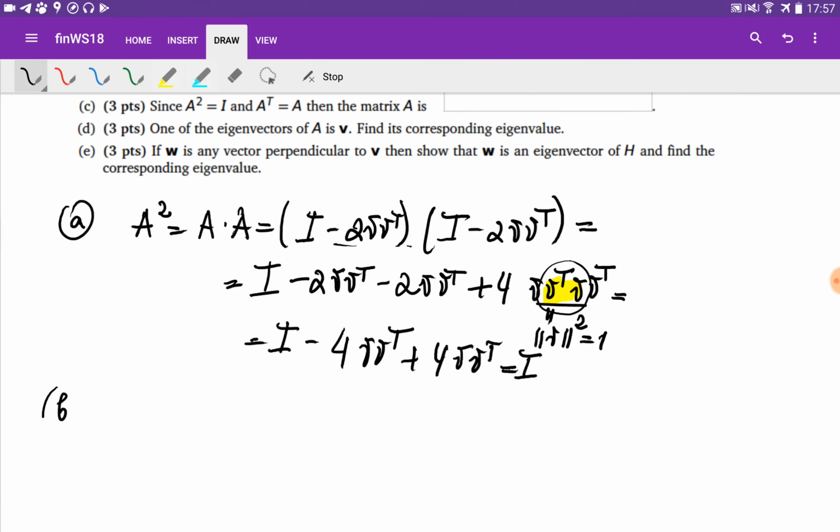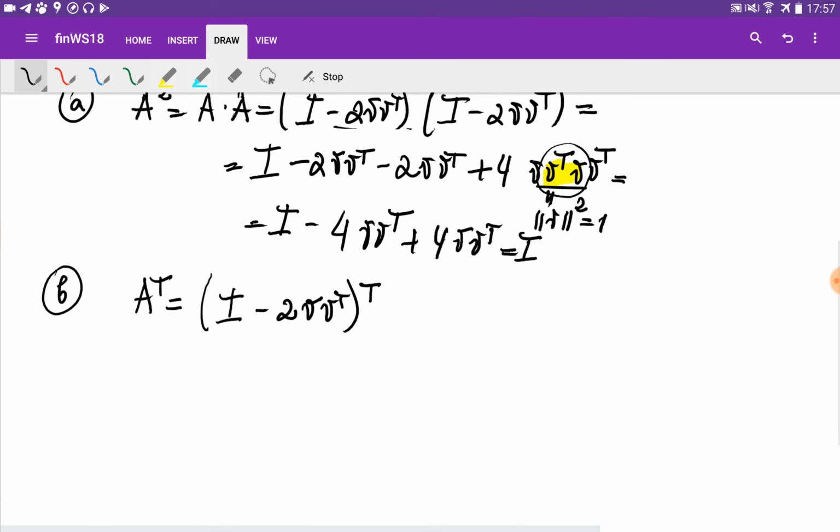So in part B, we need to show that A transpose is equal to A. In order to do this, we're going to take the definition of the A matrix, which is identity minus 2VV transpose, and simply transpose this. The transpose of a subtraction of two matrices is the subtraction of their transposes. So the transpose of A is simply I minus the transpose of 2VV transpose.